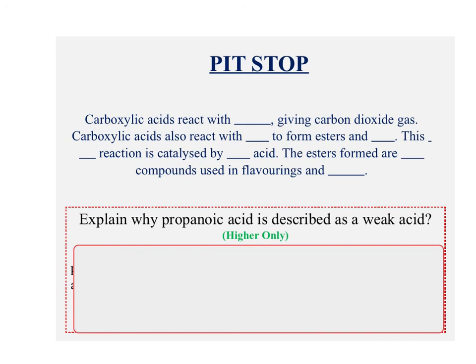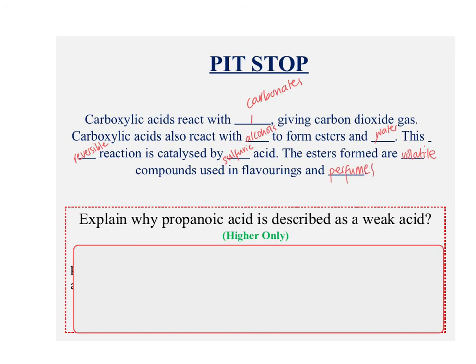So first question, carboxylic acids react with carbonates, so metal carbonates, to give carbon dioxide gas. Carboxylic acids also react with alcohols to form esters and water. This reversible reaction is catalyzed by sulfuric acid, that strongly acidic acid, and the esters formed are volatile compounds used in flavourings and perfumes.